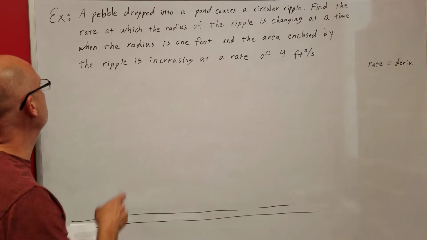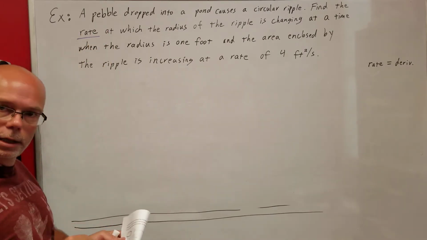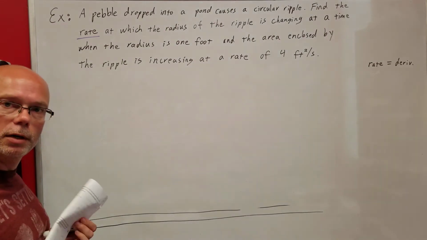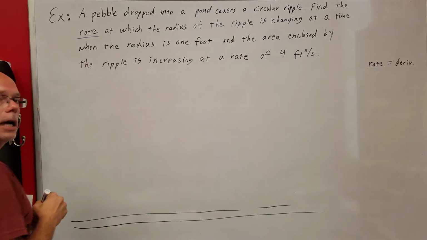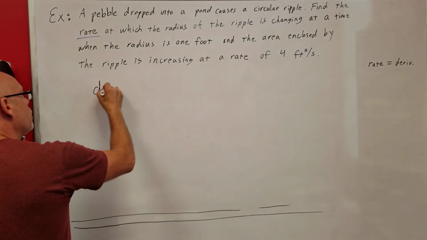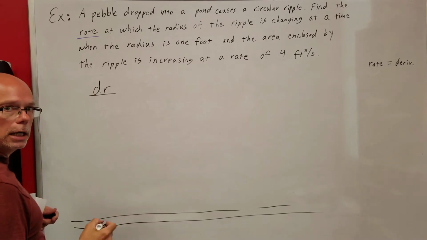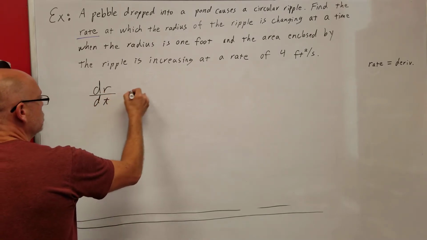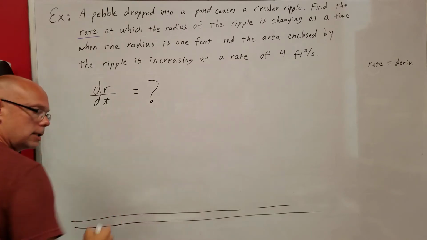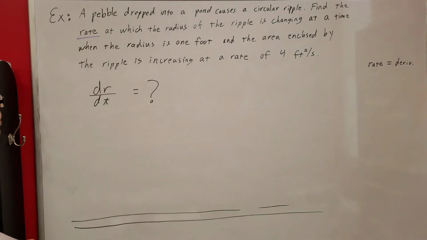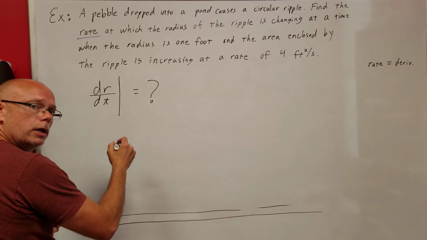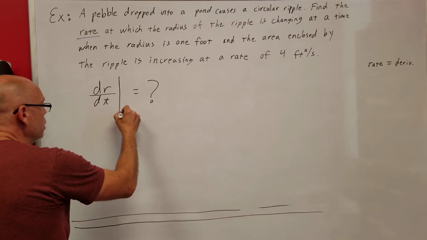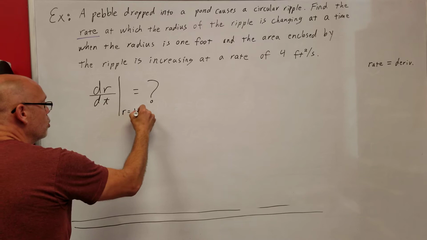Find the rate at which, so I need to find a rate. I need to find a derivative here. Which derivative, you might ask? Find the rate at which the radius of the ripple is changing at a time. So I'm looking for the change in the radius with respect to time. They want me to find this. That's unknown. Okay, find the rate at which the radius of the ripple is changing at a time when the radius is 1 foot. So when the radius is 1 foot, I'm going to put a vertical bar, and I'm going to put whenever r is equal to 1 foot in here.